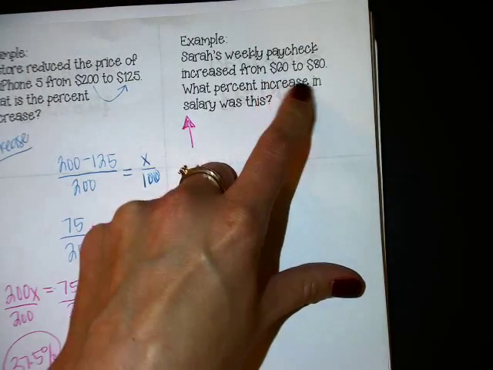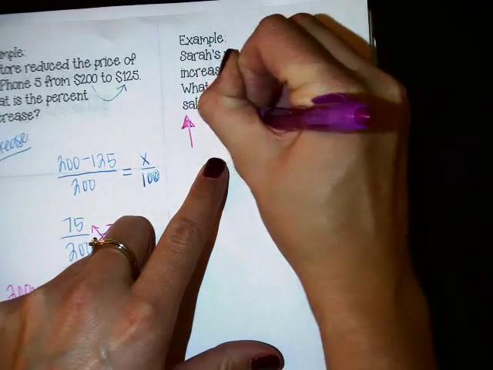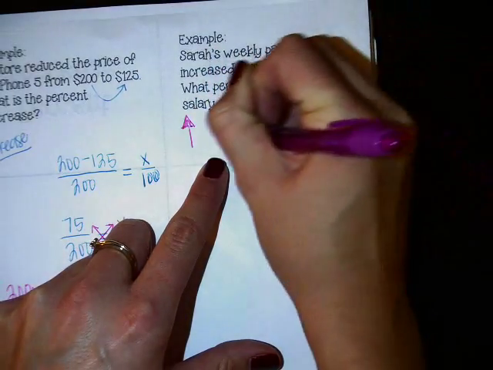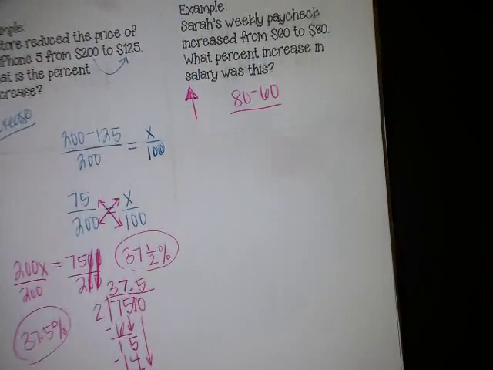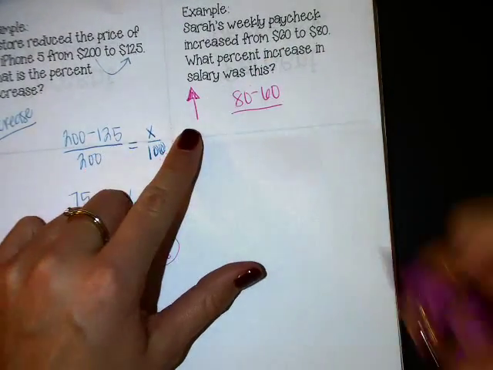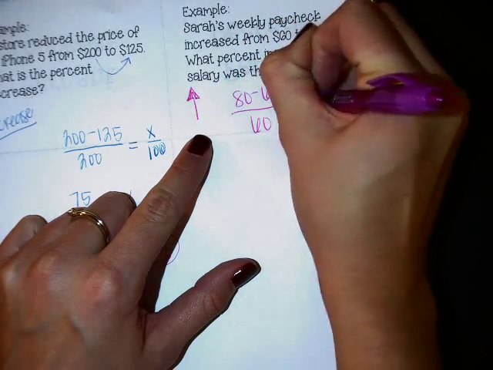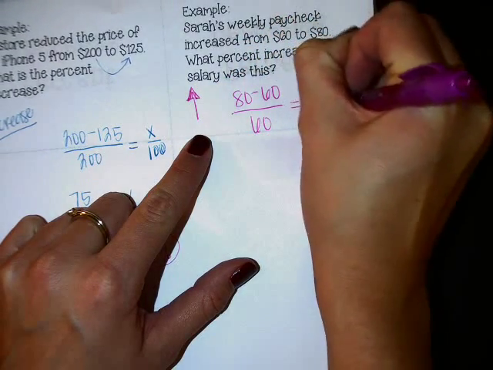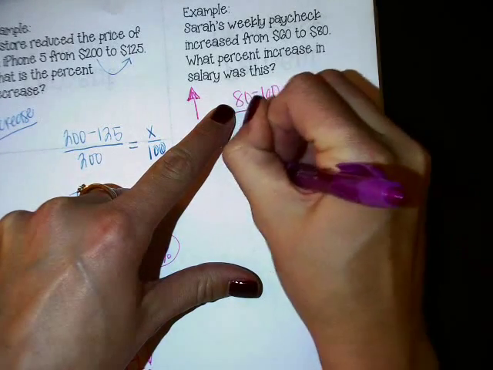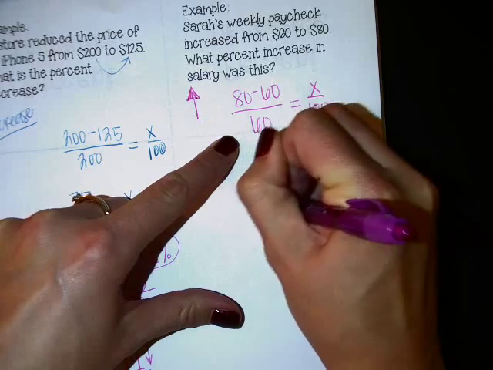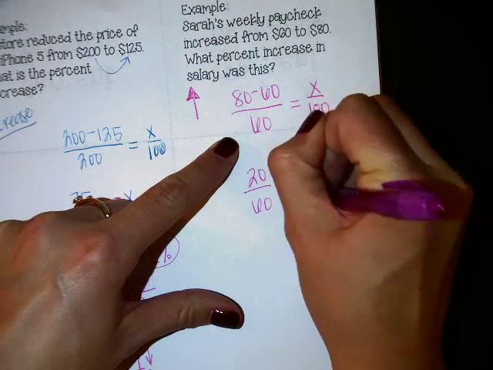So instead of taking 60 minus 80, we're going to say just 80 minus 60, over the original amount. The original amount she was getting paid was the $60. And that's going to equal X over 100. Well, we need to simplify. 80 minus 60 gives me 20 over 60 equals X over 100.